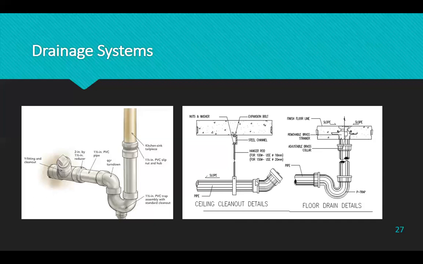So ito naman yung mga standard detail, pagkabit ng clean out. Itong isa, ceiling clean out. Itong isa, floor drain clean out. Floor drain. So mali itong isa. Okay, wait.